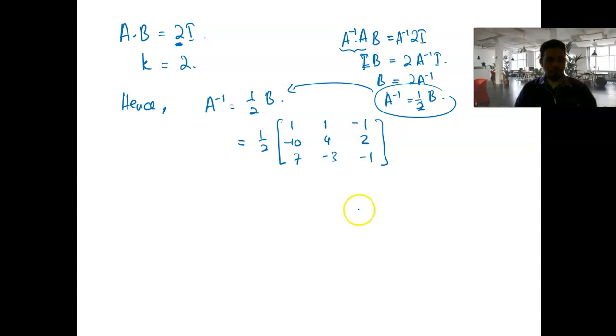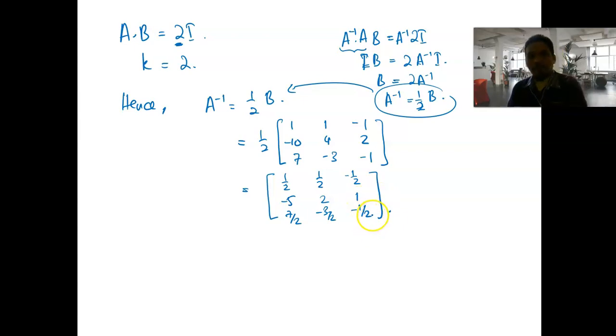So then A inverse equals 1 over 2, 1 over 2, negative 1 over 2, negative 5, 4 divided by 2 is 2, 1, 7 over 2, negative 3 over 2, and negative 1 over 2. Okay, there you go.